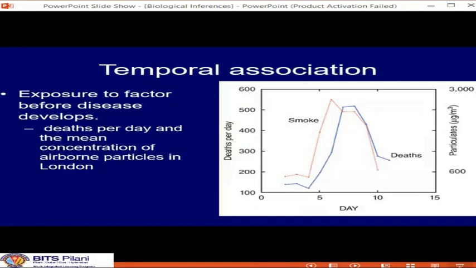And as you can see, subsequent to the increase in the smoke concentration in the air in London in the 1950s, the number of deaths went up. And as the smoke levels started to come down, subsequent to that, the number of deaths also started to come down, and both seem to mirror each other. So the smoke, as we said, came first, and then the deaths came. Therefore, we say that this suggests a temporal association. Smoke came before the deaths, and there seems to be a relationship between the two.